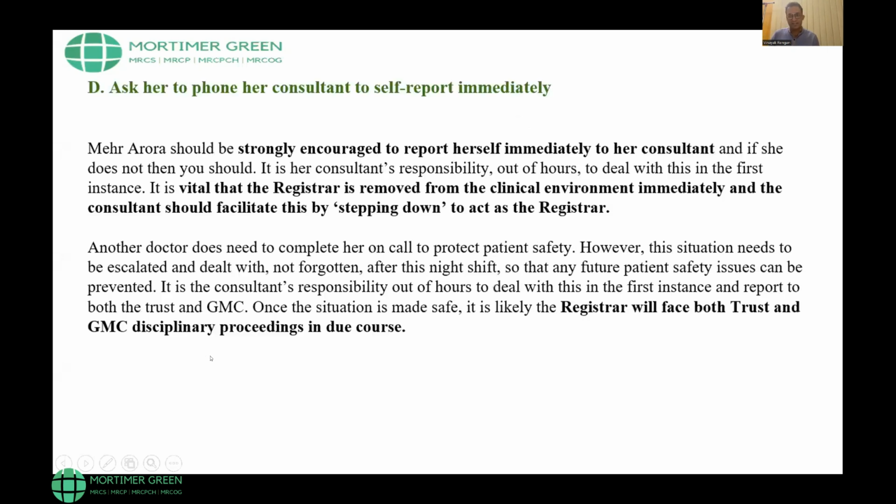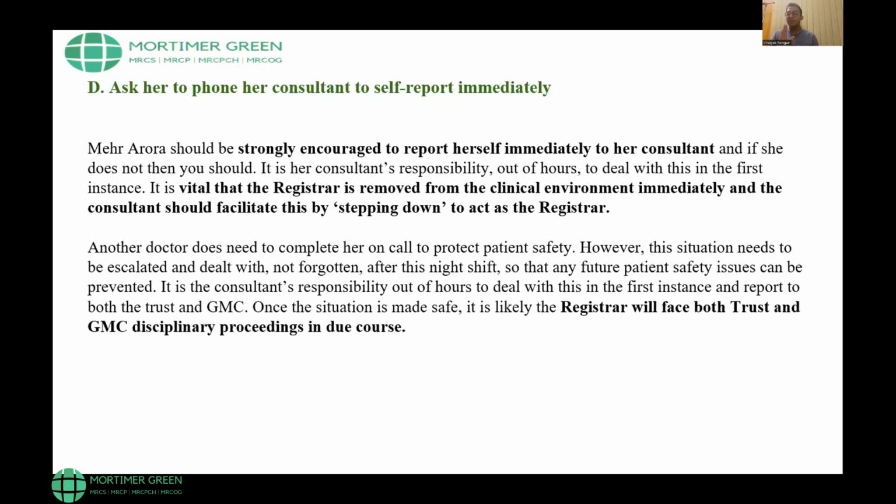I think D is the right answer. Ask her to phone the consultant. So Meher should be encouraged to phone and self-report to the consultant. And if she does not, then you should. So basically, you are asked to be a snitch, even if she is your senior. You are supposed to complain against your senior. Now it's the consultant's responsibility, out of all of us, to deal with this in the first instance. So what happens is that at 2 a.m., the consultant should come, remove her from the situation, and he should step down and act as a registrar. So that is the level of responsibility you would see in the NHS.